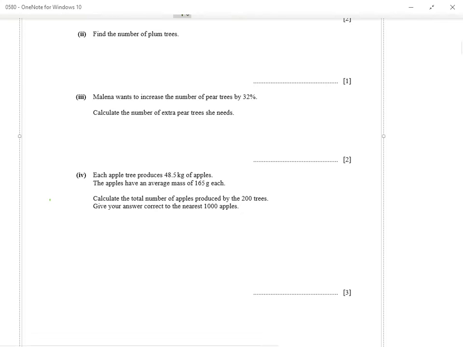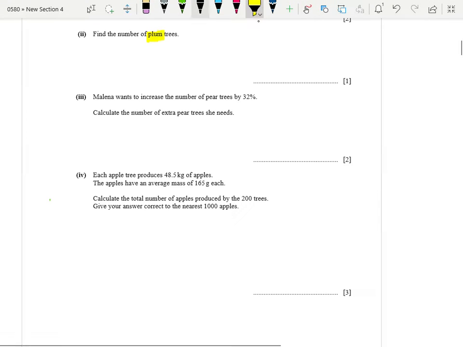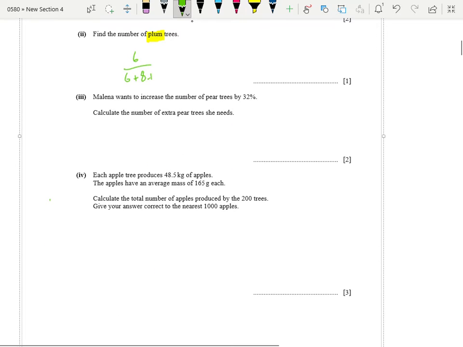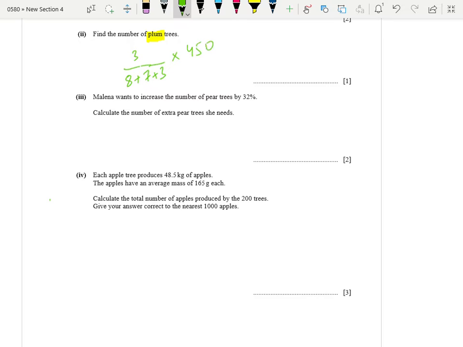Find the number of plum trees. So plums are 3 in the ratio. Sorry, plum is 3. All right, so plum is 3. So 3 divided by 8 plus 7 plus 3, multiplied by the total again, 450. This would give you 75 on the calculator.